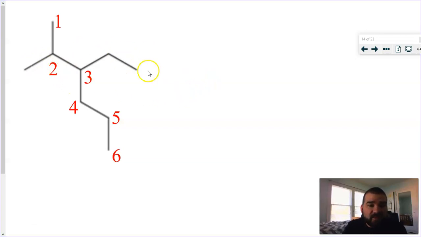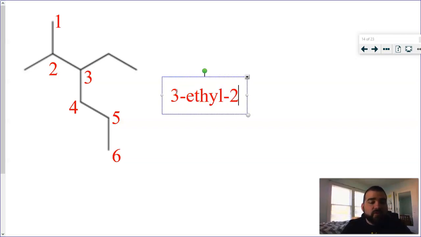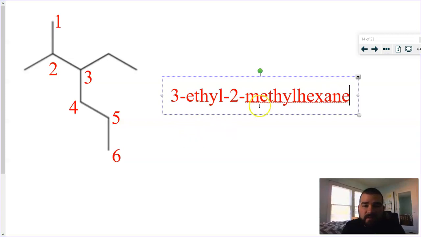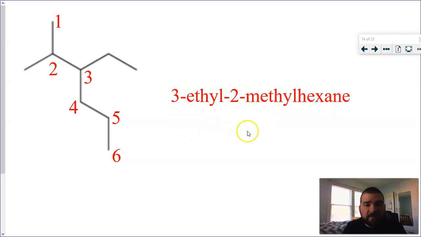So I'm going to name the ethyl one first, and I'm going to call this 3-ethyl-2-methylhexane. And that's the appropriate name for this molecule.